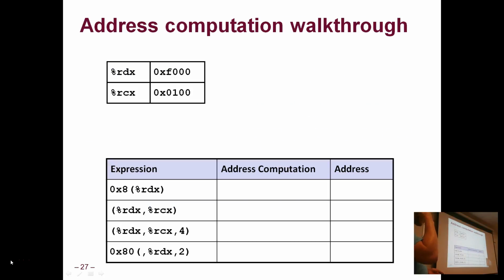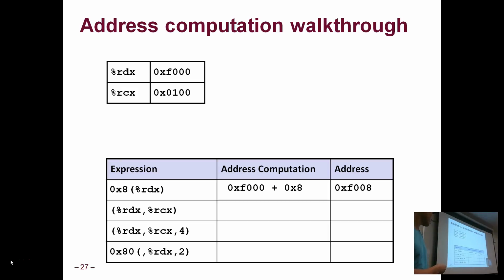Okay, so some more, just to get you used to address computation walkthroughs. Here's some more examples. These are 2 registers. RDX has hex F000, RCX has hex 100. If you see this as an operand, the address computation is to take RDX, add 8 to it, and then go to this memory address and get what's there.